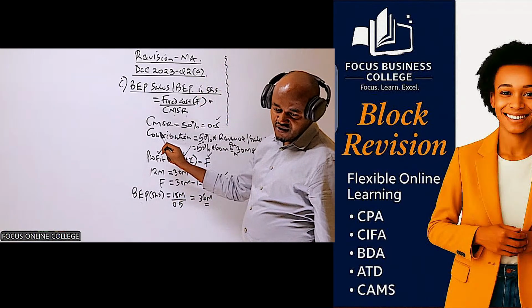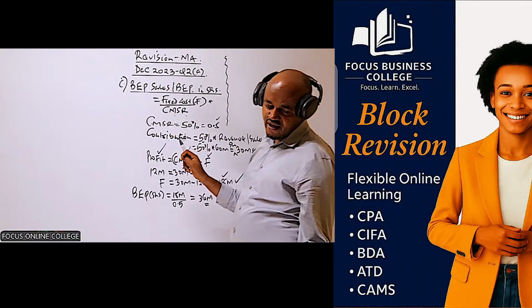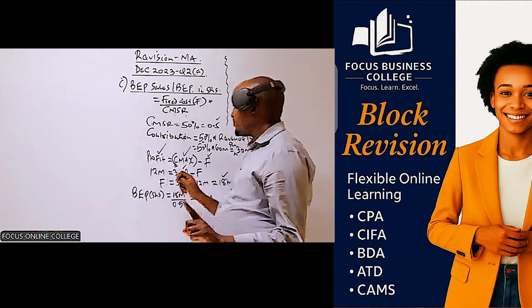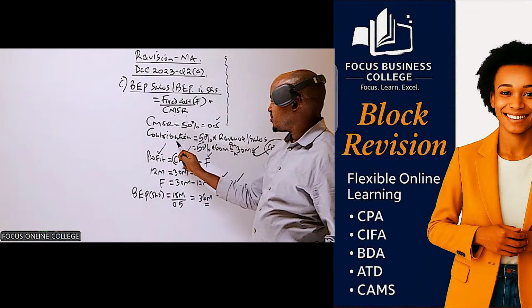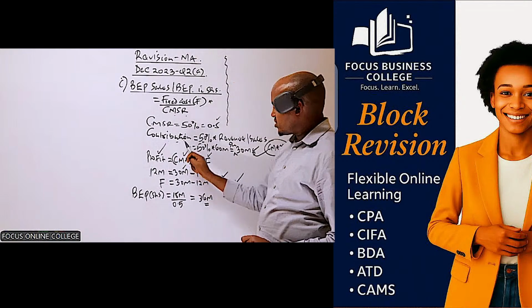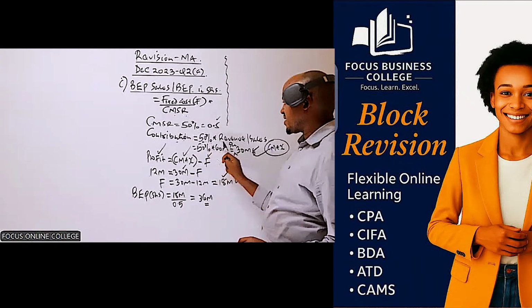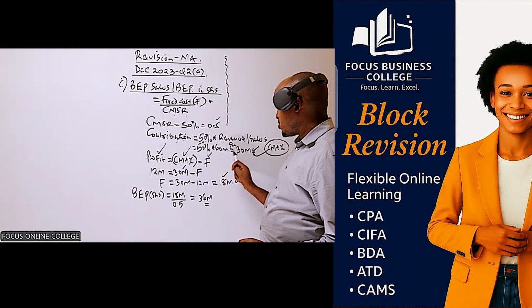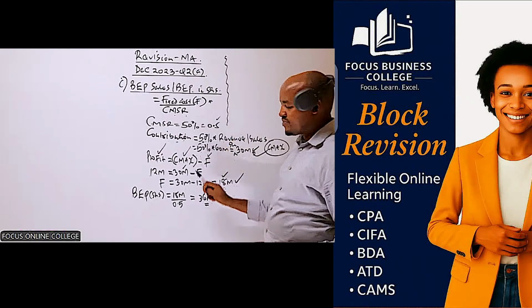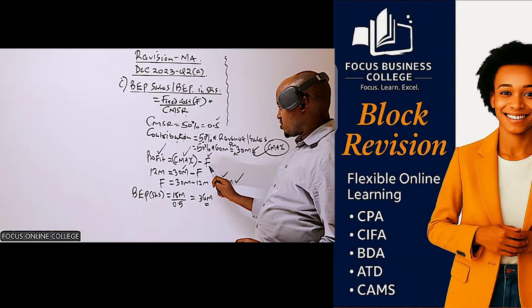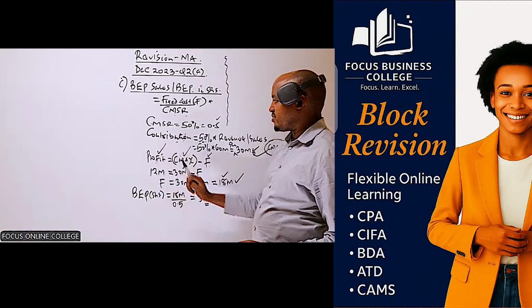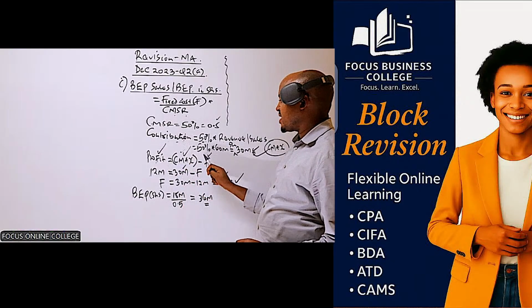Anytime you're given the contribution to sales ratio, that will help you in computing the contribution. So the contribution will be equal to 50% of the revenue, or 50% of the sales. Now, having the contribution, you can proceed and compute the fixed cost, because to compute the profit, we take the contribution minus the fixed cost.